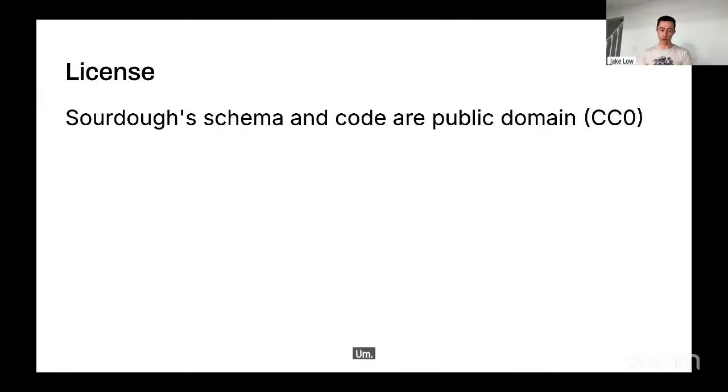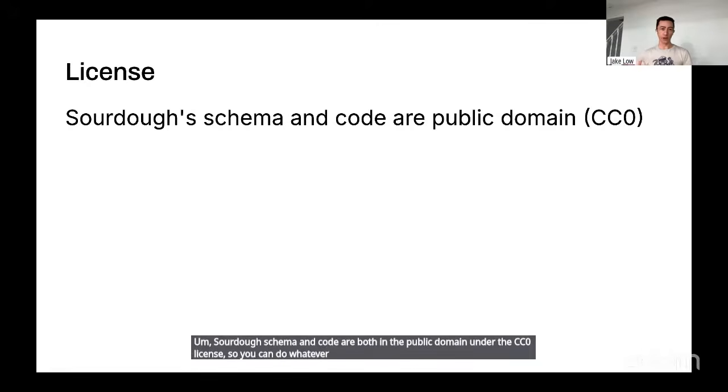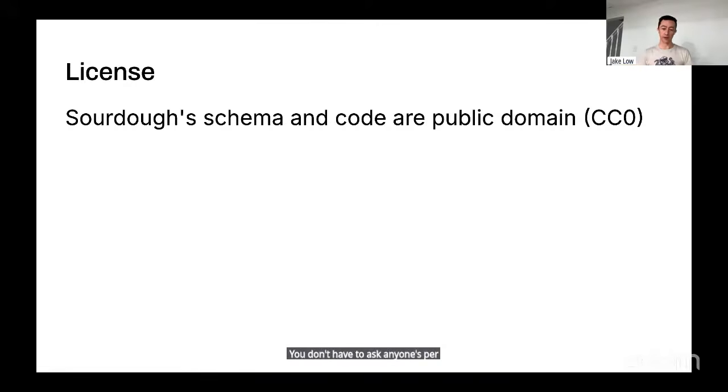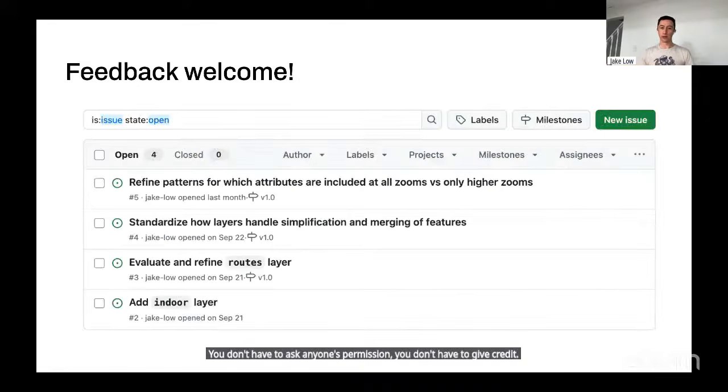Sourdough's schema and code are both in the public domain under the CC0 license, so you can do whatever you want with them. You don't have to ask anyone's permission. You don't have to give credit. Sourdough is currently pretty early.